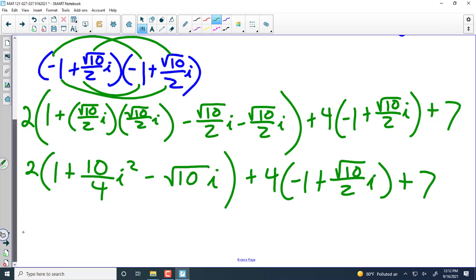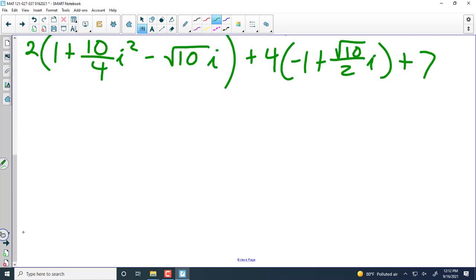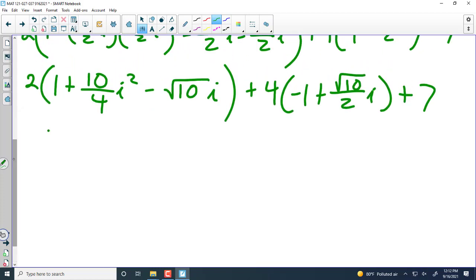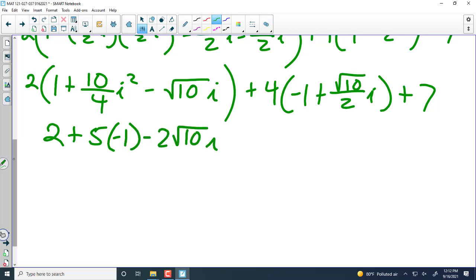What did I say before? Even people that like math don't do these very often. So what do we have now? Let's distribute the 2. That's going to become 2 plus 5i squared. What's i squared? Negative 1. Okay. Minus 2 root 10i minus 4 plus 2 root 10i plus 7. 2 minus 5 is negative 3. Minus 4 is negative 7. Plus 7. Negative 2 root 10. Holy cow.